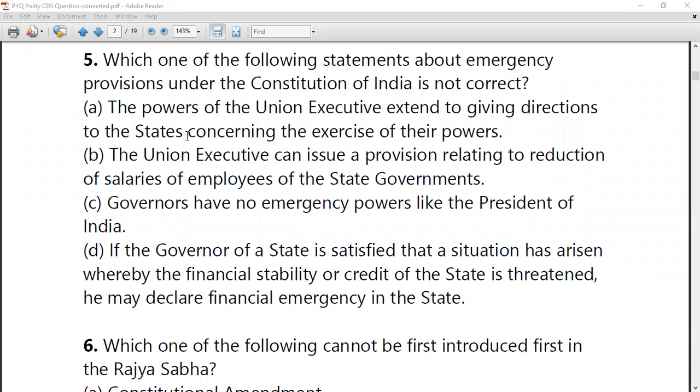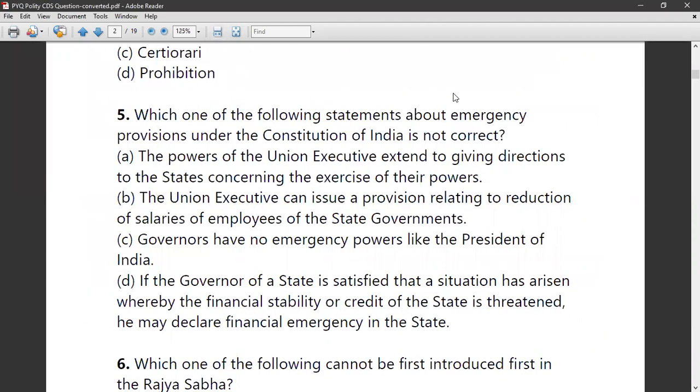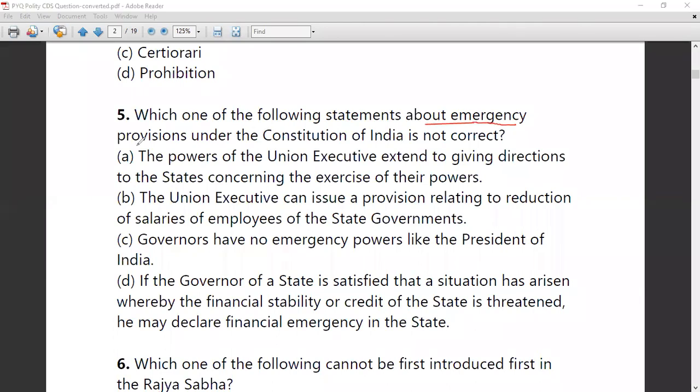I'll reduce the font size of the question so that the question will be completely visible to you. Yeah. So this is the question here. The question says, which one of the following statements about emergency provisions under the Constitution of India is not correct? I repeat the question. The keywords of the question have to be highlighted. See, which one of the following statements about emergency? So here it is being discussed, emergency provisions under the Constitution of India, which is not correct.